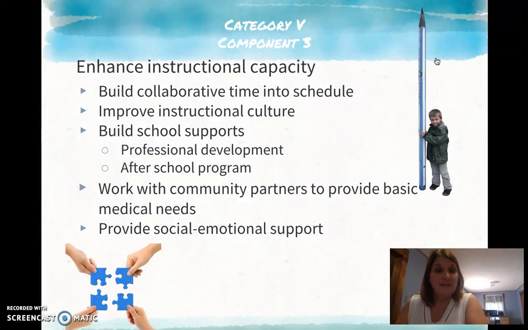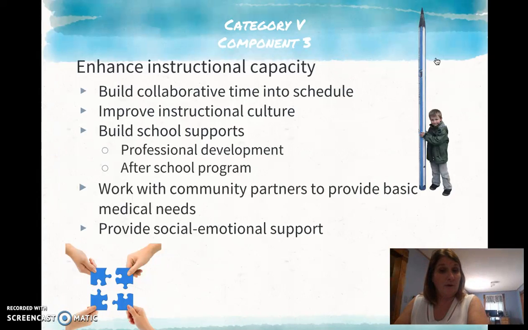Component 3, enhance instructional capacity: build collaborative time into the schedule so teachers can work together and collaborate on what's working well with this student, to improve the culture of the school, the instructional culture, so that the teachers have positive attitudes. Build school supports, professional development programs, after-school programs to help the students. I think that would help reduce some of the stress on the families. And then professional development, give the teachers new tools and new strategies.